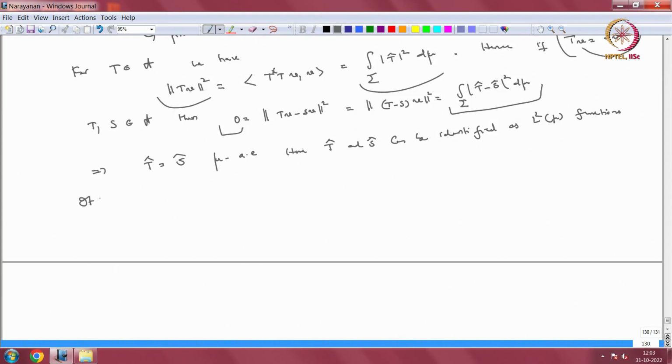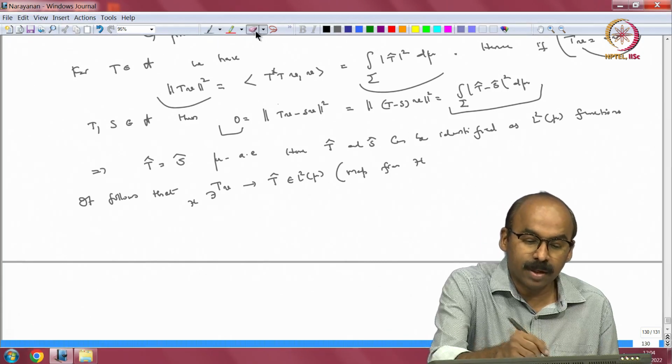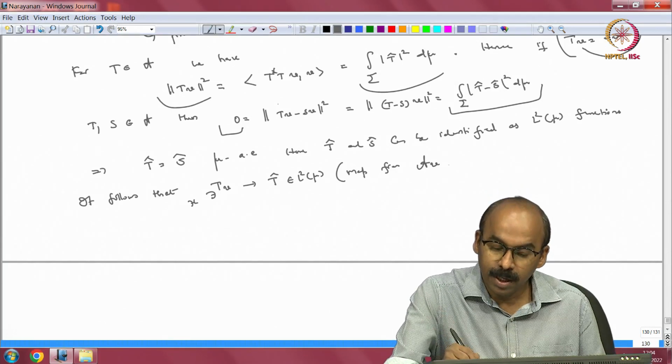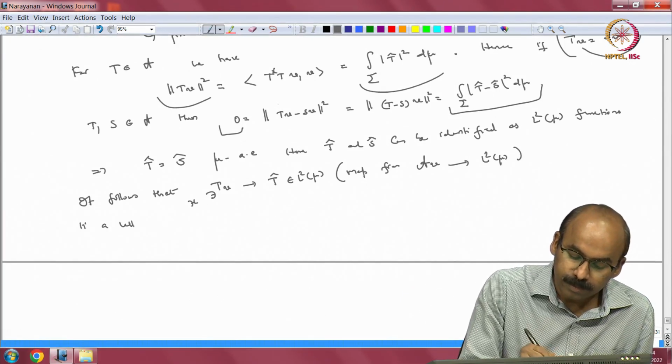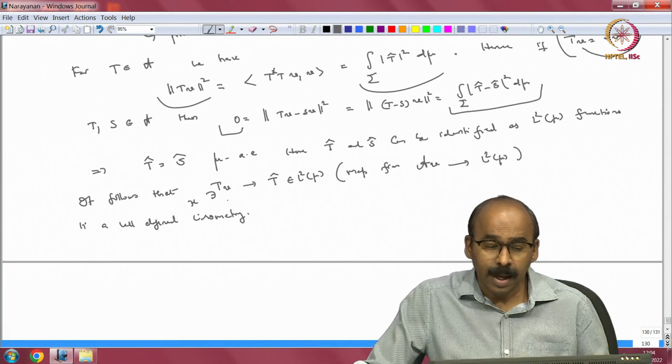So, it follows that T v goes to T hat, right. So, where is T v? T v is in the Hilbert space H, and T hat is in L 2 of mu. So, it is a map from H, or some subspace of H. Maybe I should clarify that, because T v, as T runs over A, forms A v, which is a dense subspace. So, it is a map from A v, a dense subspace, into L 2 of mu. That is how it is defined, and it is a well defined isometry, right, that is what we just proved.